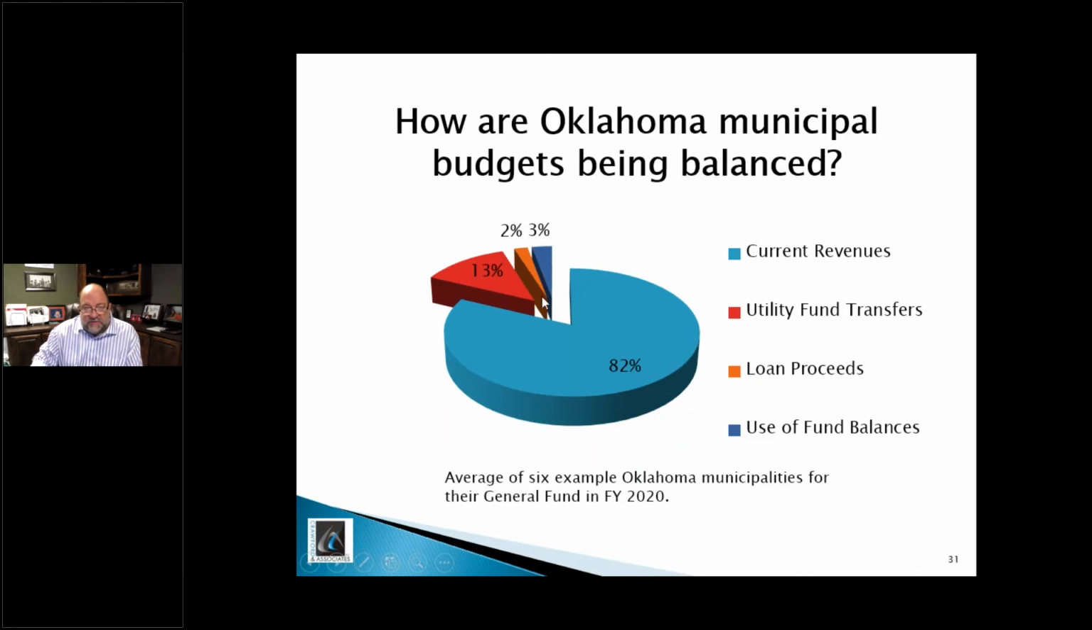Some governments are using loan proceeds to balance their budget, which is not a great idea. You don't want to borrow money long term to pay for short-term costs. And then a lot of governments use fund balance carryover, but only for about 3% of that money. So this may or may not be statistically correct. I just randomly picked 6 governments to kind of measure how it looked. But that's pretty much how we do it. Most of it's from current year revenue, and then we get money from other places, the utility authority and fund balance in most cases.